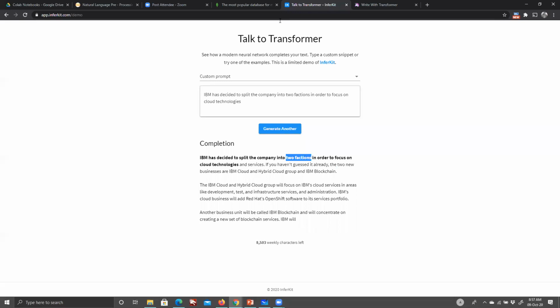Can you see why it did not get it? Because it gave you 3 options: cloud, hybrid, and blockchain. Yeah, it basically generated 3 of them: IBM Cloud, Hybrid Cloud Group, and IBM Blockchain. Okay, and it forgot that IBM itself is originally a company. So what happened to that company now?